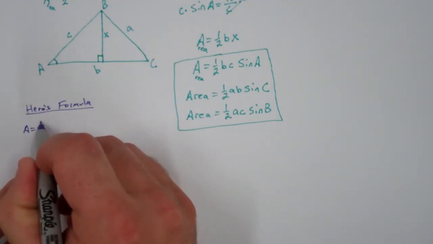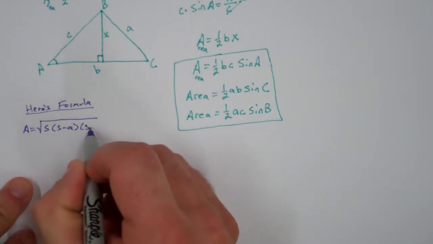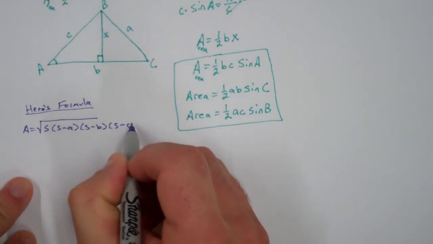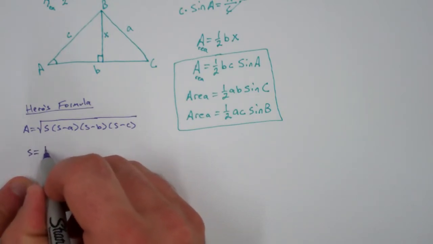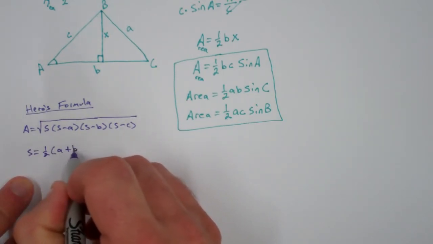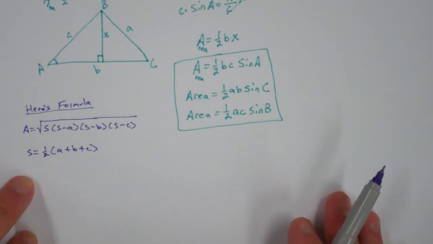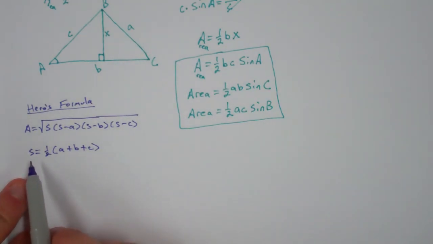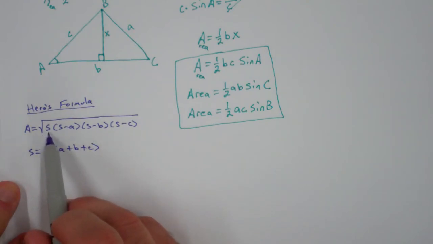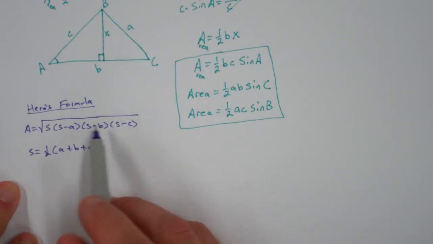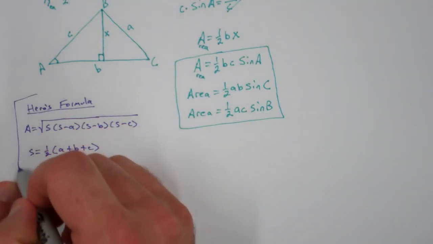So the area is equal to the square root of S times S minus A times S minus B times S minus C, where S is equal to 1/2 of A plus B plus C. And S is known as the semi-perimeter. I believe that's where the letter S comes from. So usually what you would do is you would find S first, then you would use that value of S here, and it appears in 4 spots, and then A, B, and C are just those 3 side lengths of a triangle. So this is a nice one to use as well.